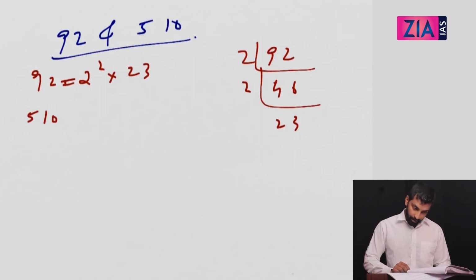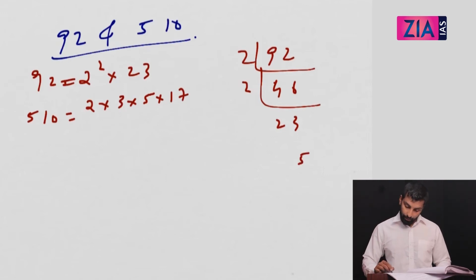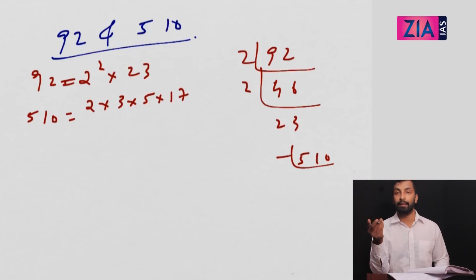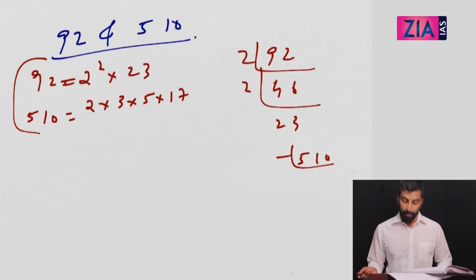Then 510. 510 is actually 30 into 17. And 30 is 2 into 3 into 5. You can do like this, 510, if you want, you can do like that. But otherwise, you can directly write 30 into 17 if you know that. Okay, so that's the 92 and 510 prime factorization.